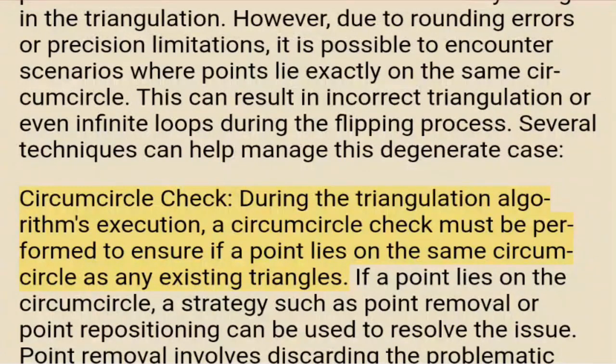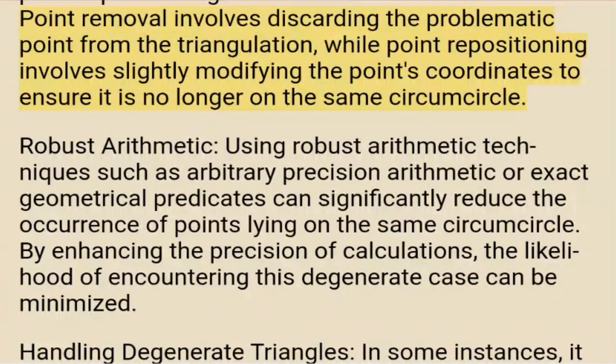Circumcircle check. During the triangulation algorithm's execution, a circumcircle check must be performed to ensure if a point lies on the same circumcircle as any existing triangles. If a point lies on the circumcircle, a strategy such as point removal or point repositioning can be used to resolve the issue. Point removal involves discarding the problematic point from the triangulation, while point repositioning involves slightly modifying the point's coordinates to ensure it is no longer on the same circumcircle.